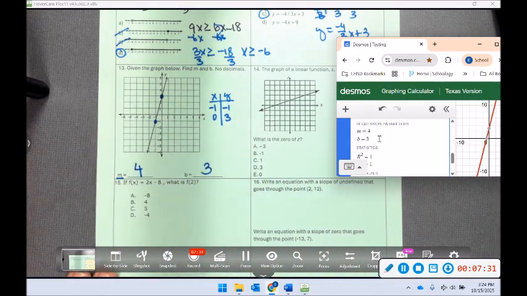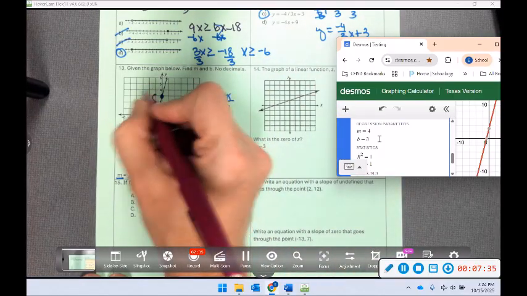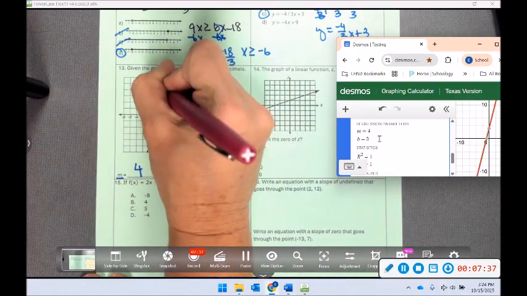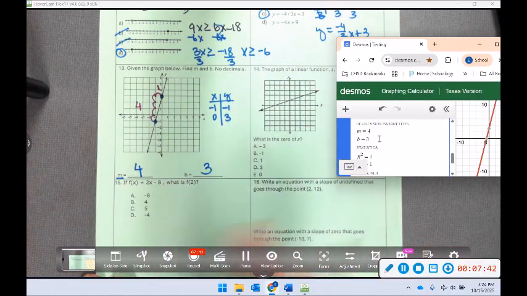Okay, or you could also count rise over run. We went up 1, 2, 3, 4, so my rise was 4, and I went right 1, so 4 over 1 is equal to 4. It's another way to do it. Really up to you, it doesn't matter to us.